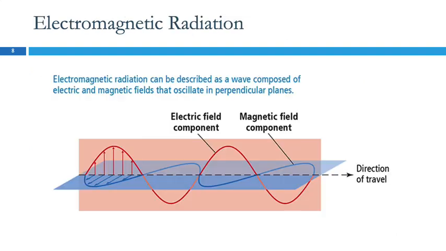So this is an illustration of those electric and magnetic fields. So the electric field may be going in this plane, it oscillates up and down, and then the magnetic field is perpendicular to it, but their nodes correspond. And they'll be traveling in the same direction at the same speed.